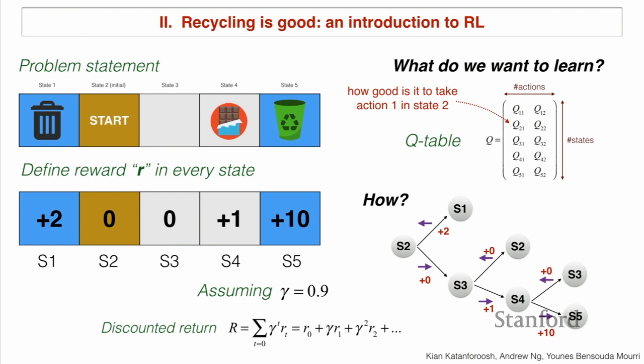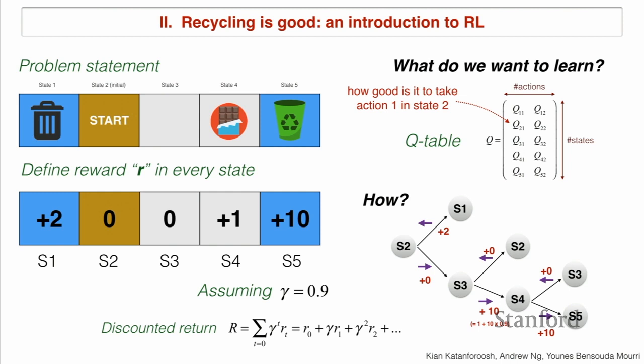From S3, I can either go to S4 or S2. Going to S4, I know that the immediate reward was 1, and I know that from S4, I can get plus 10. This is the maximum I can get. So I can discount this 10, multiplied by 0.9. 10 times 0.9 gives us 9, plus 1, which was the immediate reward, gives us 10. So 10 is the score that we give to the action go right from state S3.